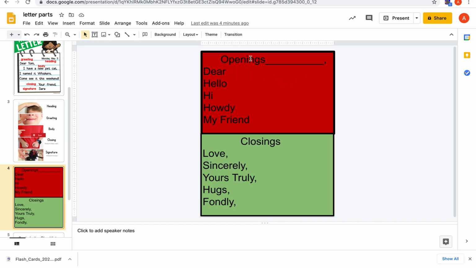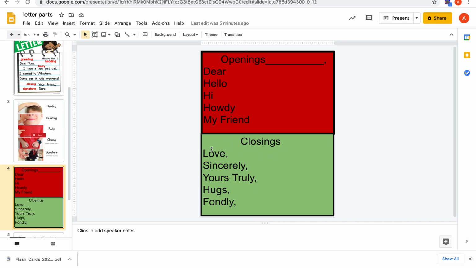So if we were writing to Santa, this is what it would sound like. Dear Santa, comma. Hello, Santa, comma. Hi, Santa, comma. Howdy, Santa, comma. My friend, Santa, comma. Now, do you see how this would almost be like how we would walk up to them in the hallway? If you see your friend, what would you say? Hi, Amy, how are you? Did you hear how I opened or greeted them? That's the greeting. So these are the opening words that we can use.